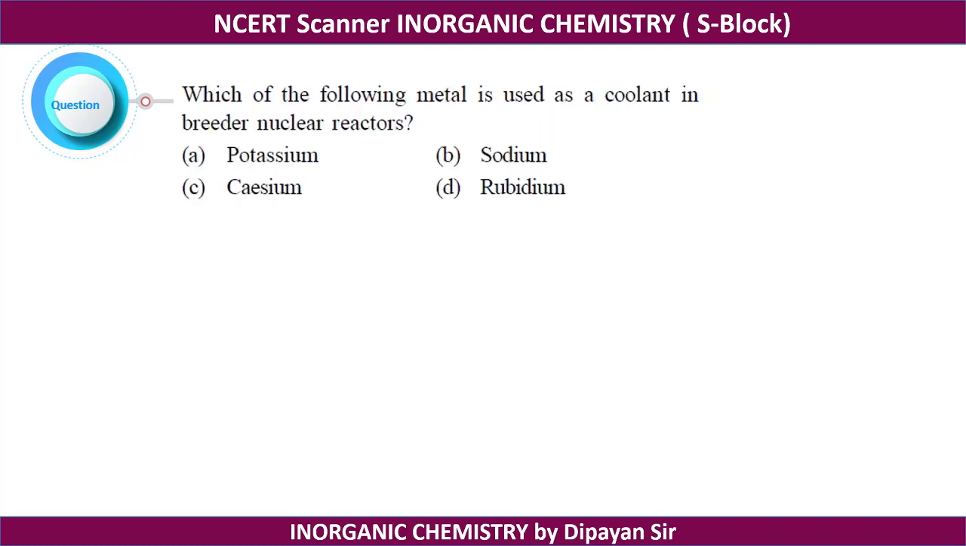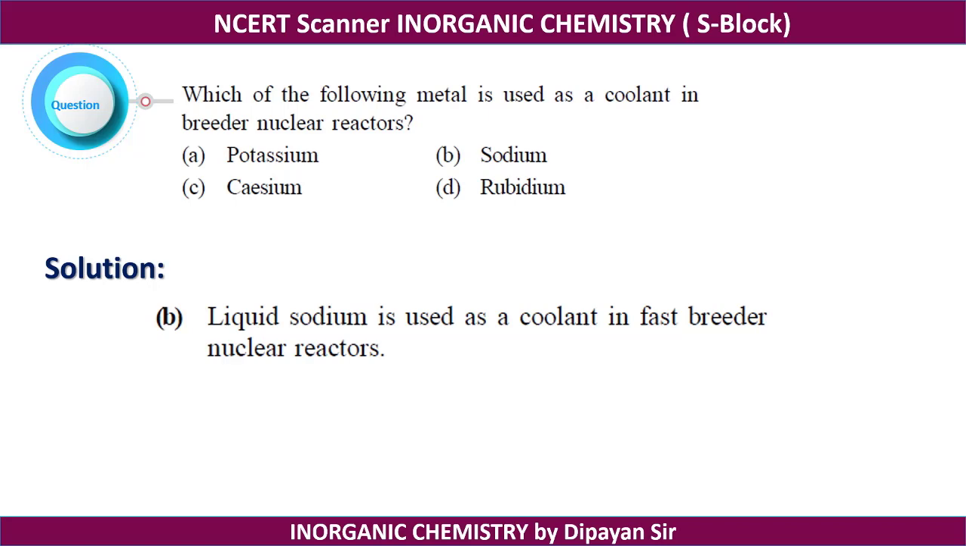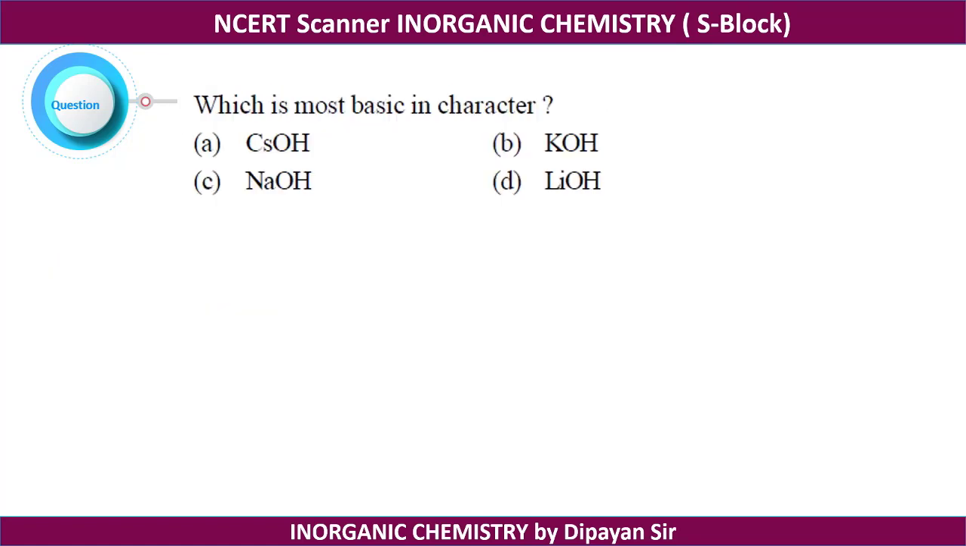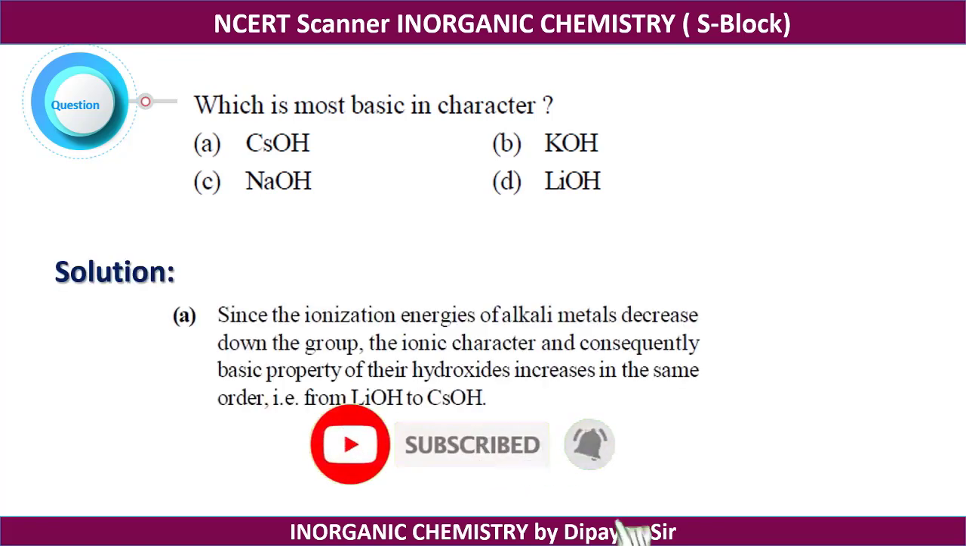Question number 8. Which of the following metals is used as a coolant in a breeder nuclear reactor? The correct answer for this question is option B, that is sodium. So liquid sodium is used as a coolant in fast breeder nuclear reactors. Question number 9. Which is most basic in character? The correct option for this question is A, that is cesium hydroxide.